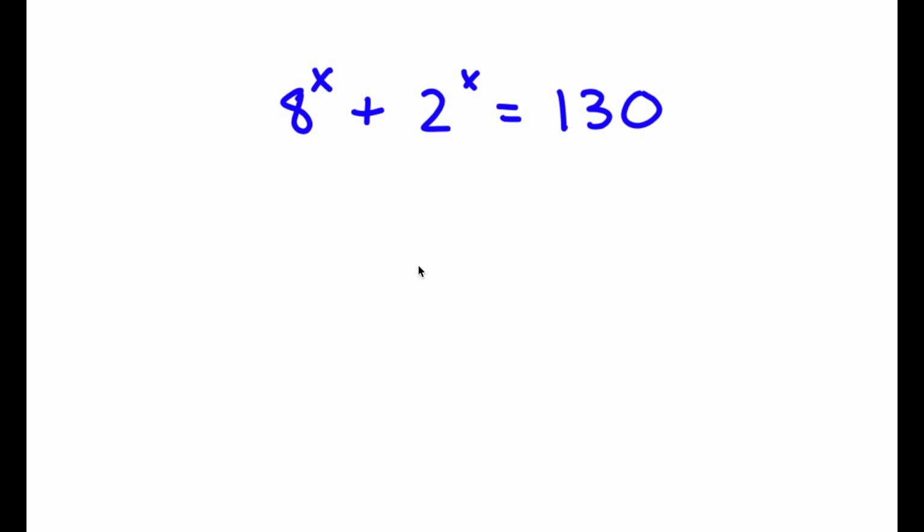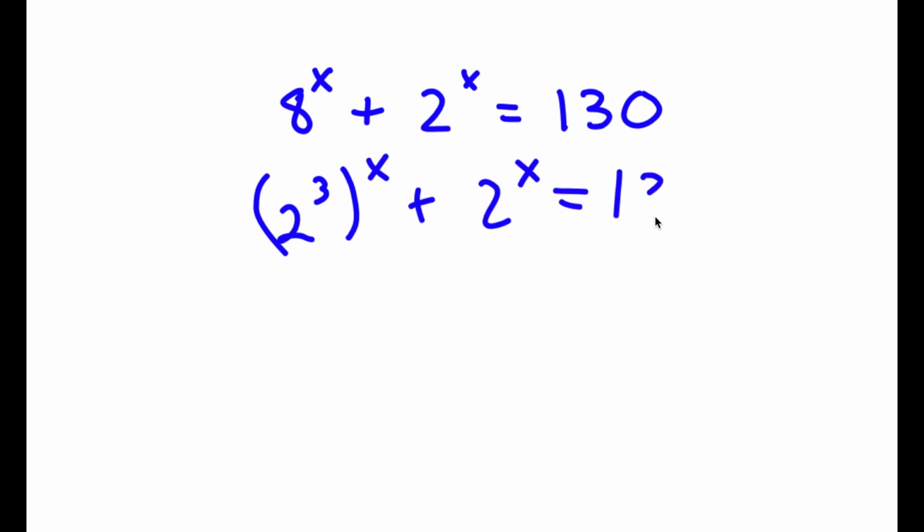Alright, so in this problem, I have 8 to the power of x plus 2 to the power of x is equal to 130. So to solve this, I'm going to first start by rewriting 8 as 2 to the power of 3. So now I have 2 to the power of 3, to the power of x, plus 2 to the power of x is equal to 130.